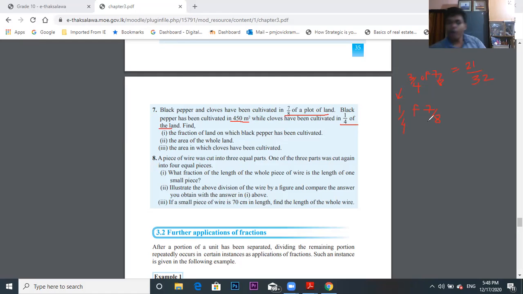Okay, it's something new. 3/4 of 7 over 8. Oh yeah. So anyways, let's stick to this method. I'm pretty sure this is the answer. 1/4 of 7 over 8 will give you the cloves cultivated on the plot of land, and 3/4 of that, the remaining, is the black pepper. 3/4 of 7 over 8 will give you the answer. That means the fraction of land where black pepper is cultivated. This is 450 square meters. They say 21 over 32.